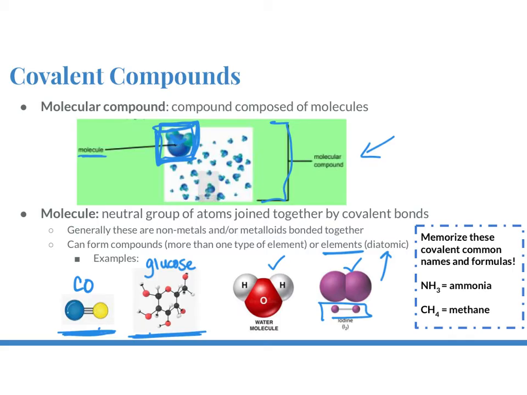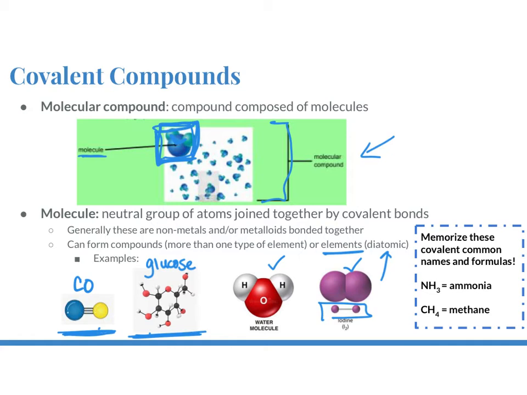And a couple other things that you do need to know. So memorizing these covalent common names and formulas. So you might have talked about this a little bit when you did naming, but remember that NH3 is referred to as ammonia and CH4 is methane.